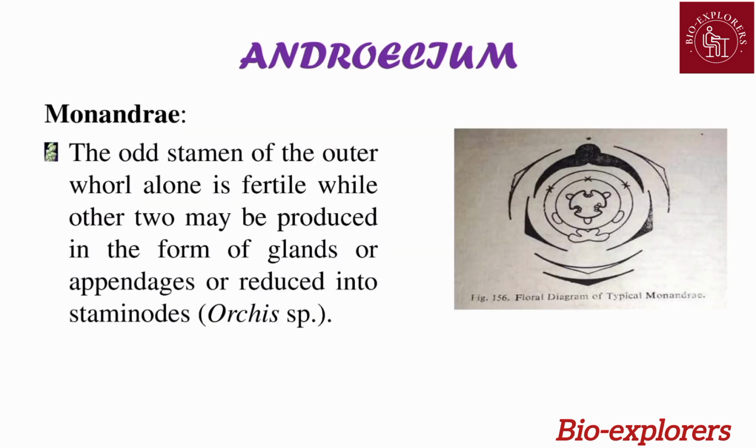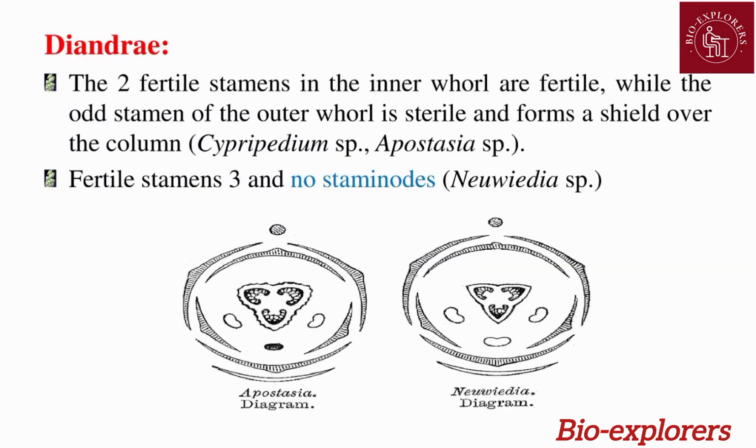Generally, in Orchidaceae members, the flowers show the monandrous or diandrous condition. So monandrous means the odd stamen of the outer whorl alone is fertile, while the other two stamens are sterile in nature, which are reduced into staminodes. So staminodes are nothing but sterile stamens. These staminodes are derived from the lateral stamens of the inner whorl. For example, in Orchis species, which show a single fertile stamen and two sterile stamens or staminodes.